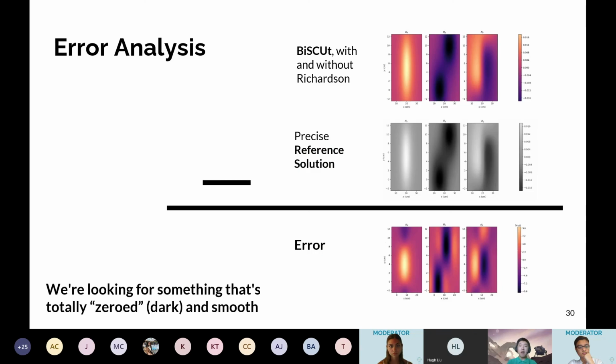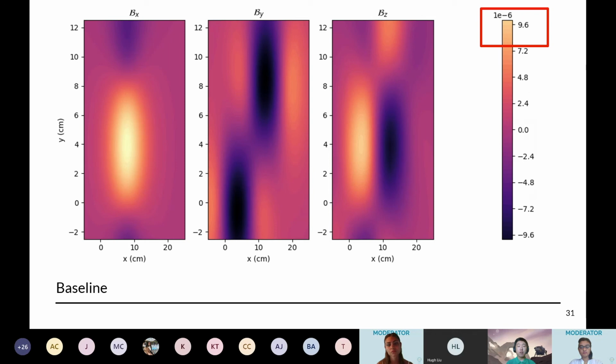Speaking of results, we plotted the magnetic fields of a test model using Biscuit with and without Richardson extrapolation and compared it to a precise reference solution to get a deviation plot. That is the amount of deviation that Biscuit had with reference to the reference solution. That sounds goofy. We want something that's nice and zeroed out and basically all dark as our result. First, let me show you what it looked like with the baseline code.